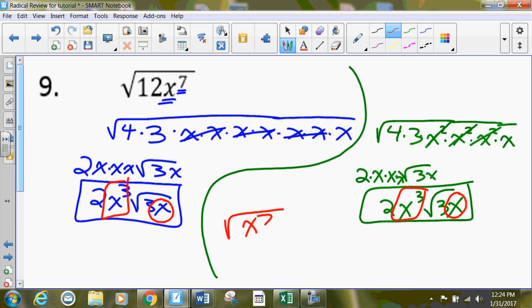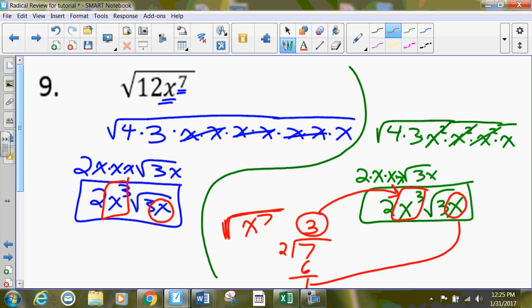The reason why is this. Since we have a square root, it's really like there's a 2 in there. We don't normally see that unless we're doing the cube root or the 4th root, but there really is a 2 in there. So a shortcut is to say, we've got x to the 7th. How many times does 2 go into 7? It goes in 3 times with 1 left over. That means x to the 3rd will be on the outside of the radical, and your remainder, x to the 1st, will be on the inside of the square root sign.